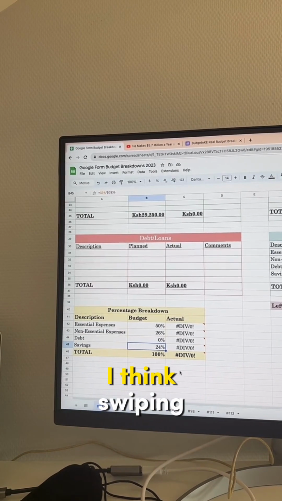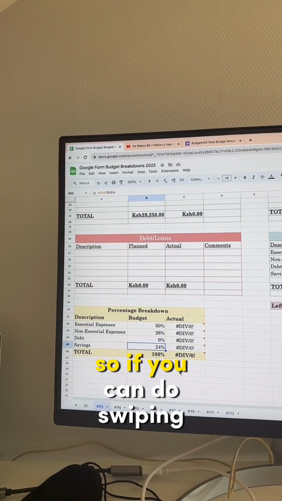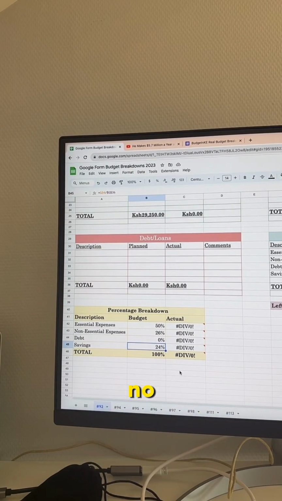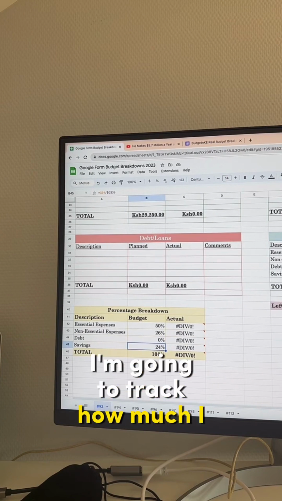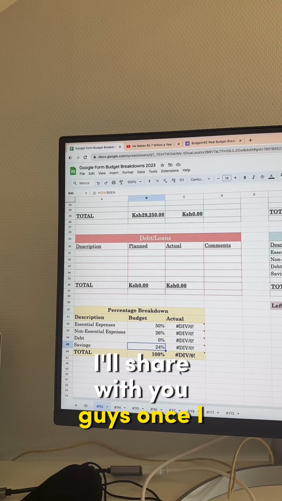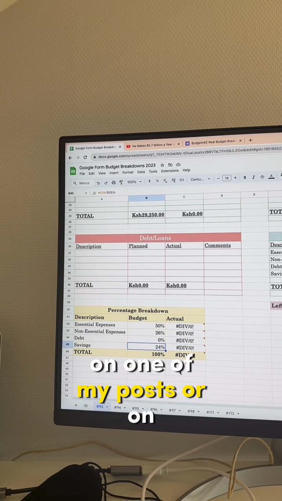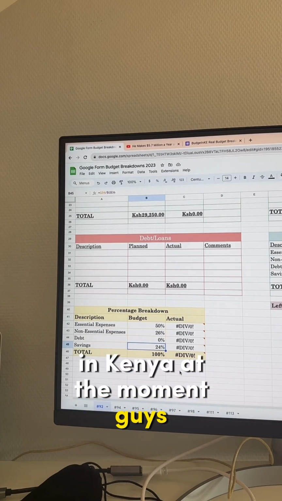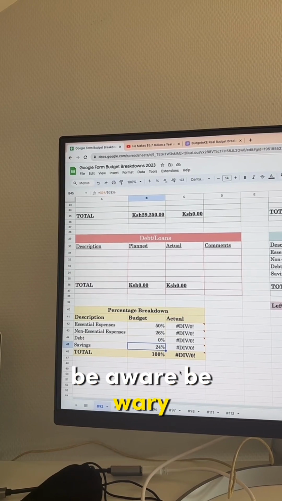Yeah, swipe, I don't know. I think swiping, no charges. So if you can do swiping, the better for you, because M-Pesa for me was a no-no. I'm going to track how much I spent on charges. I'll share with you guys once I do it on one of my posts or on social media. But yeah, things are quite expensive in Kenya at the moment, guys. Be aware. Be wary. Be very wary.